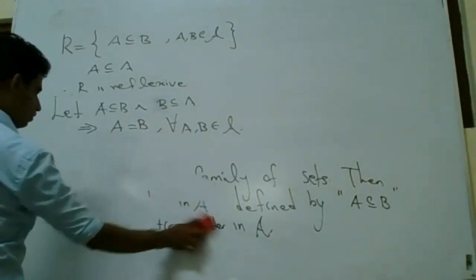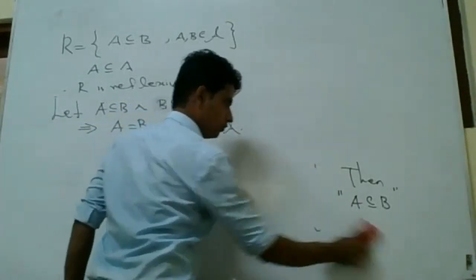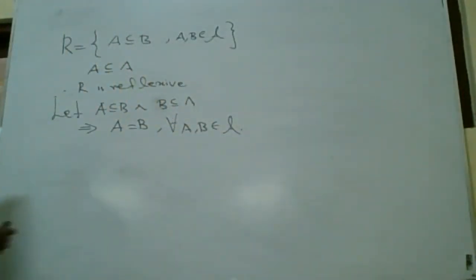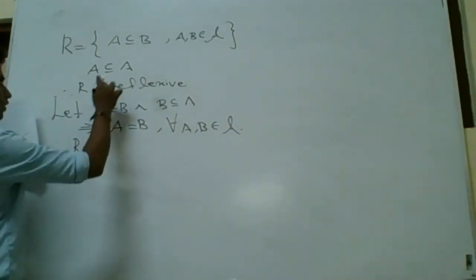Therefore, and this is okay. Remaining, we won't check the answer. Okay. Therefore, R is reflexive and symmetric.